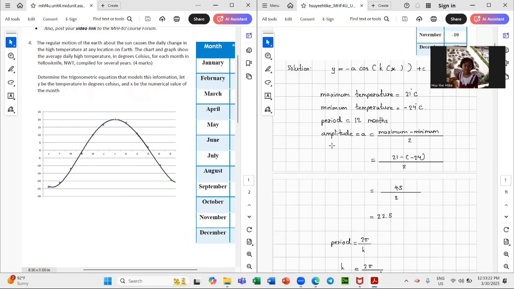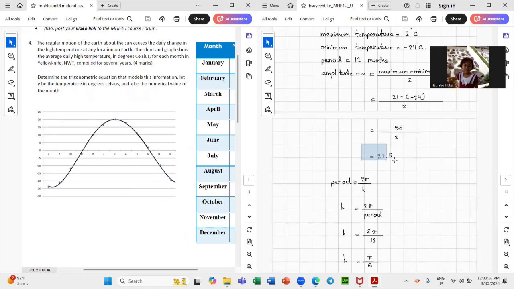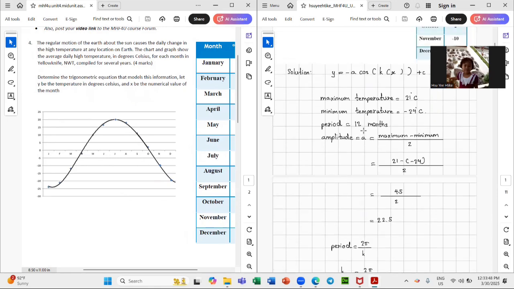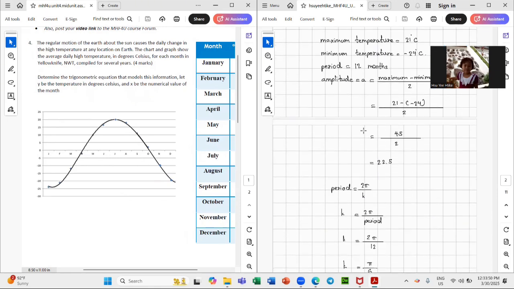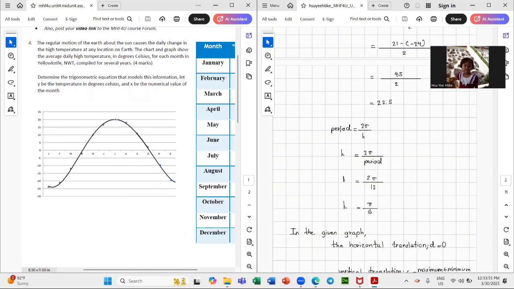To find the amplitude A, the equation is maximum minus minimum over 2. So here we get 21 minus negative 24 over 2, and for the answer, we get 22.5. So we get the value of A, it's 22.5. So let's find the value of K.